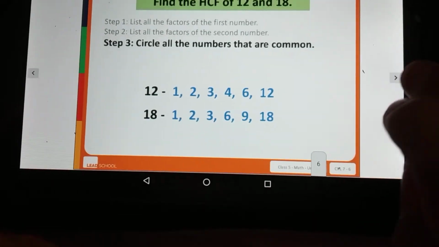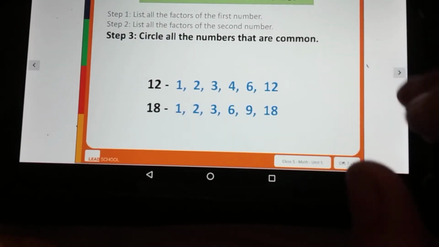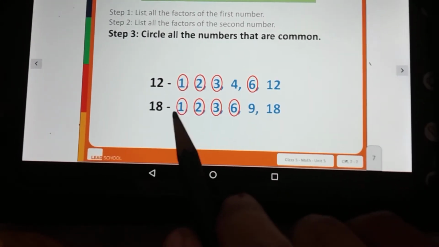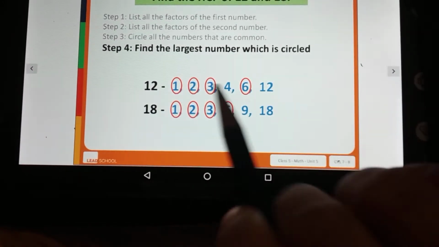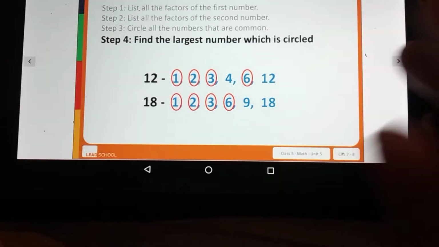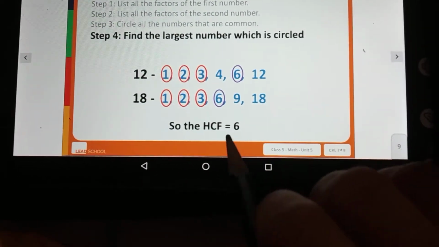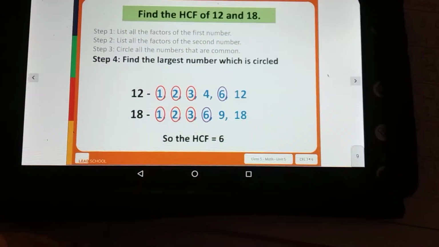Then circle the numbers that are common. The common numbers are 1, 2, 3 and 6. Now find the largest number which is circled. The largest number is 6. So HCF is equal to 6.